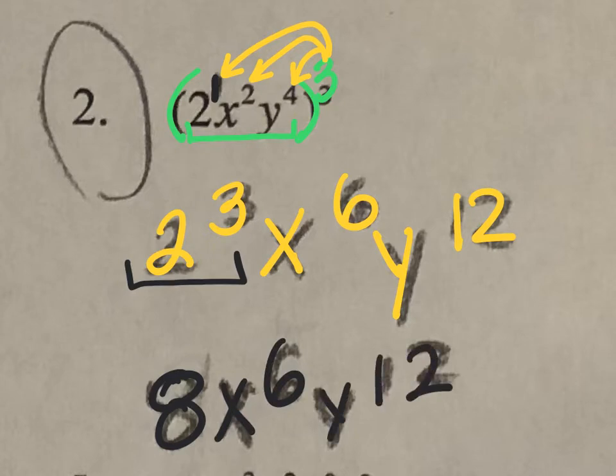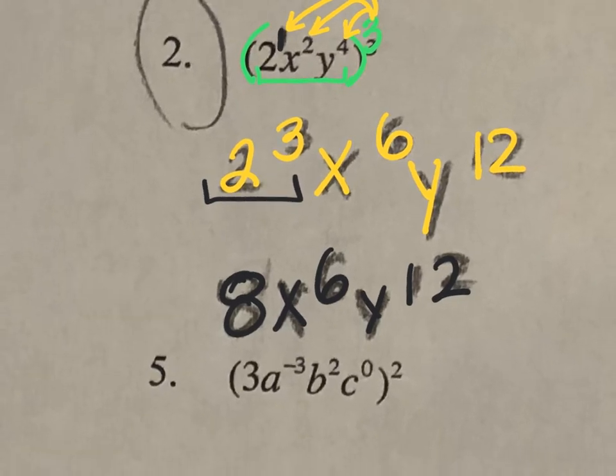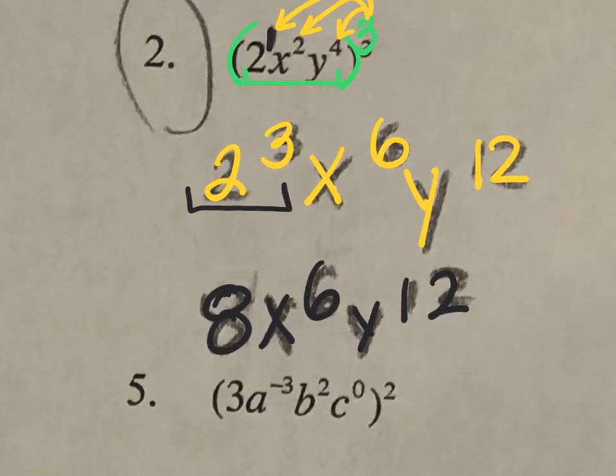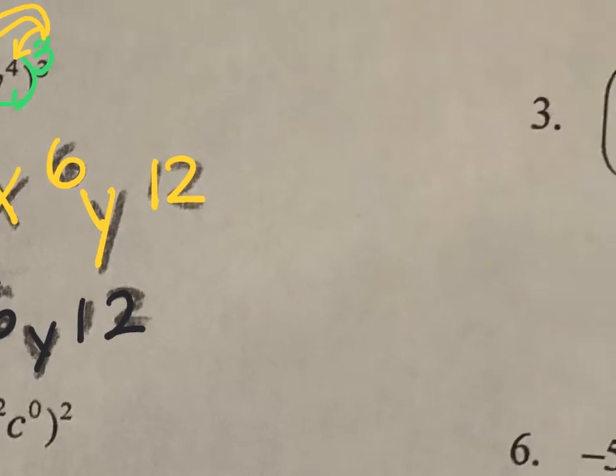Now, for example, if that was like 2 to the 22nd, you wouldn't do that. You would just leave it as 2 to the 22nd. But because 2 to the 3rd is not going to be a terrible number, you can simplify that, because 2 to the 3rd is actually 8.